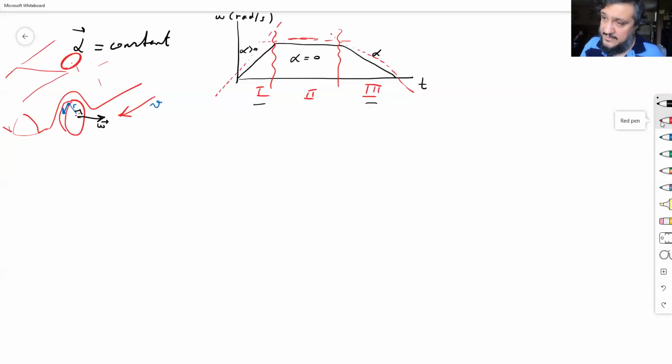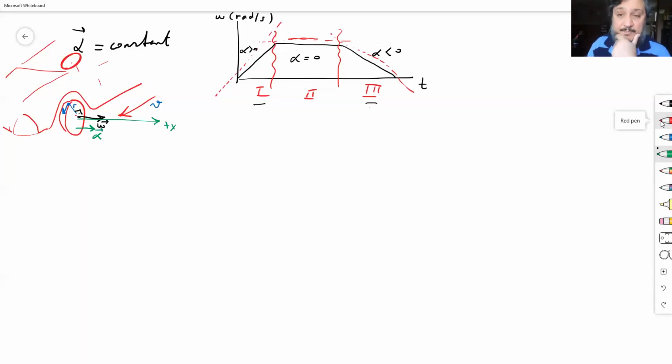Here, you have a negative alpha, which means that if you take the direction of omega as your positive direction, this is the positive x direction, let's say. Well, no, it doesn't matter what you call it, x, y, or z. But in that direction, if alpha is positive, this means alpha is pointing that way. Also, this is the direction of alpha.